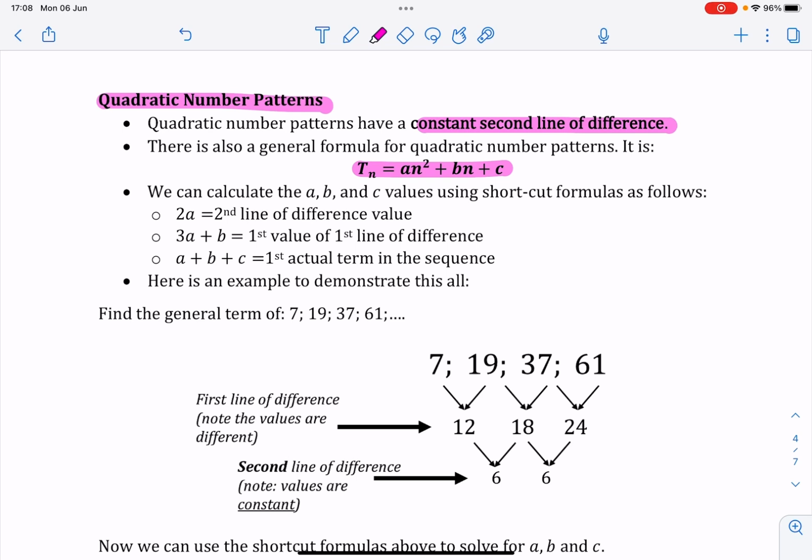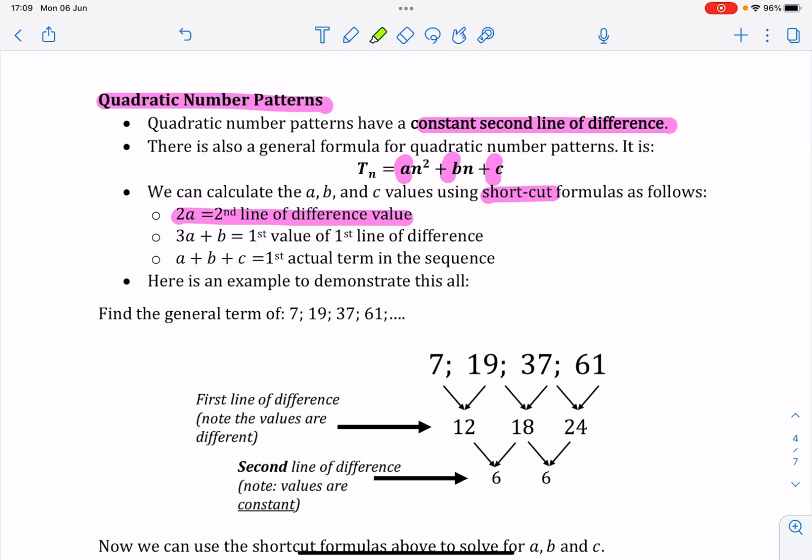And we can calculate the a, the b, and the c value by using these shortcut formulas. And you can see it in my diagram. 2a will equal the second line of difference value. Quadratic number patterns, as I've said, have a constant second line of difference. So in the diagram, you can see that our terms are 7, 19, 37, and 61. When you minus 7 from 19, you get 12. 37 minus 19 is 18. 61 minus 37 is 24.